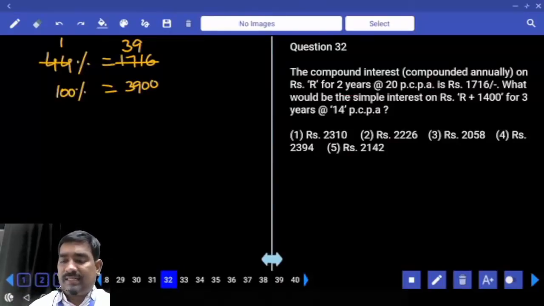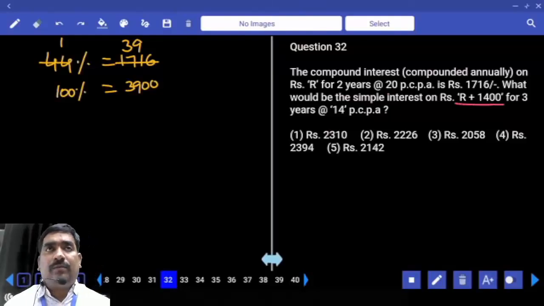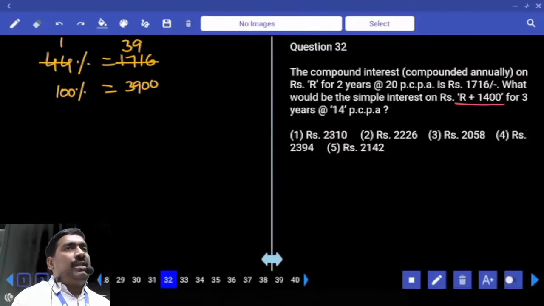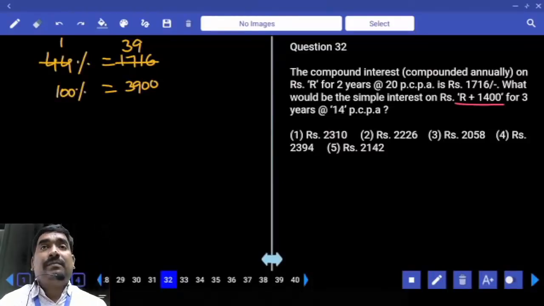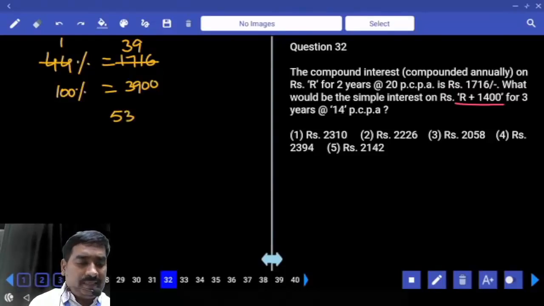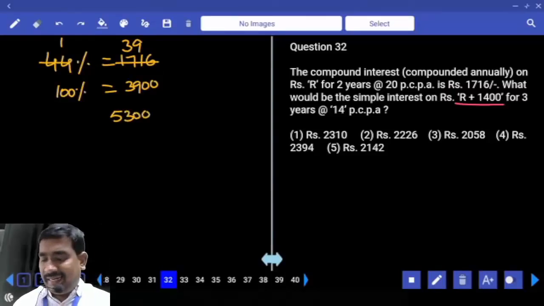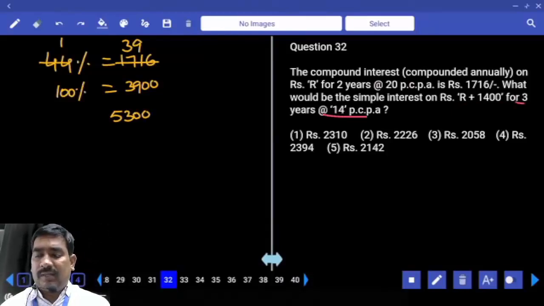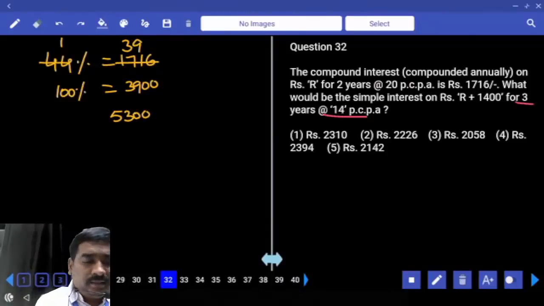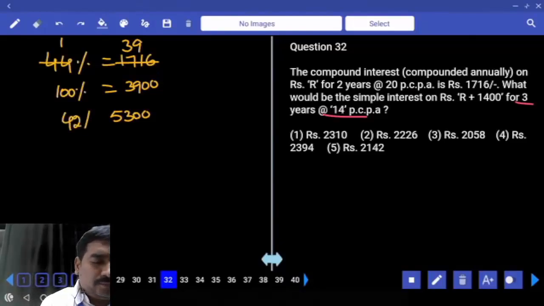Whereas in simple interest he invested along with the principal 1400 extra. 3900 plus 1400 is 5300. He invested 5300 in simple interest at the rate of 14% per annum for 3 years. 1 year 14% means 3 years 42% of 5300 is your answer.